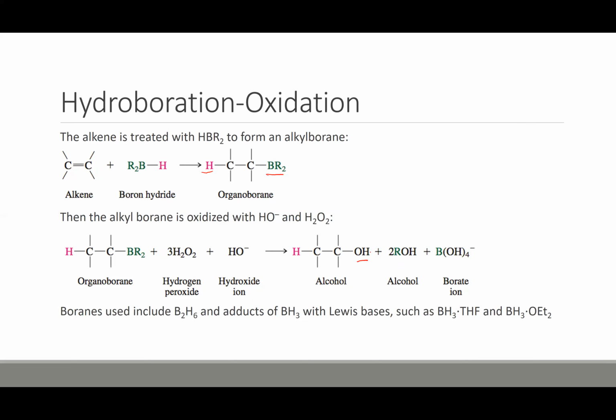Boranes that you can use include B2H6 and any adducts of BH3 with a Lewis base. So these can be things like BH3·THF, BH3·OEt2. This is an O with an ethyl group on it, 2 ethyl groups. That's the Et2. Generally, any of these will work as your borane group.